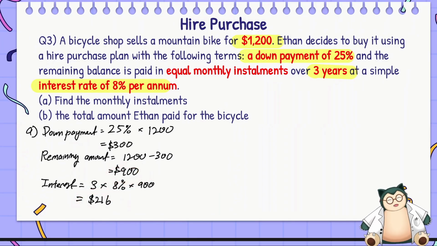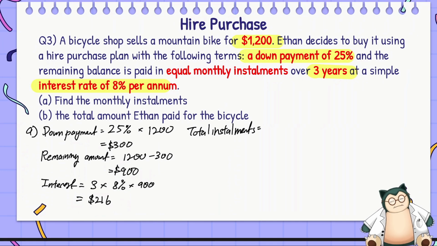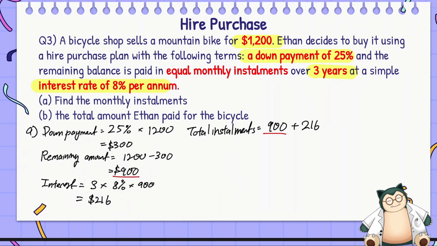So then the total, quite a few steps, the total installments would be the remaining amount, which is $900, over here, and we will add up the interest, which is 216. Okay, which gives us a grand total of $1,116. This is the total installment.